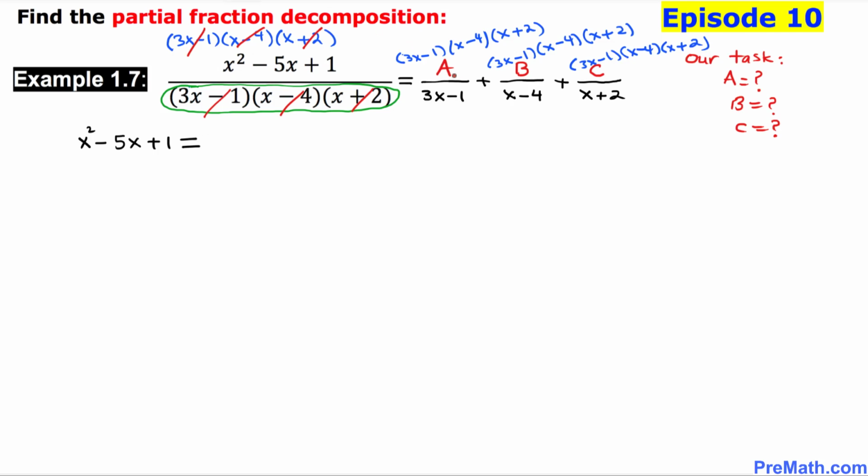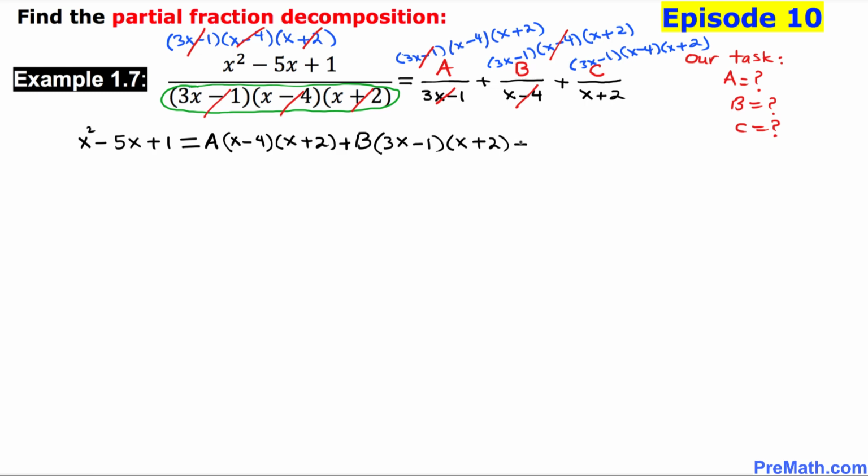Now let's look at the right hand side. The first fraction, this 3x minus 1 is gone with this 3x minus 1. So we got A times x minus 4 times x plus 2, plus, now let's look at the second fraction on the right hand side. x minus 4 is gone with this x minus 4. So we got B times 3x minus 1 times x plus 2.